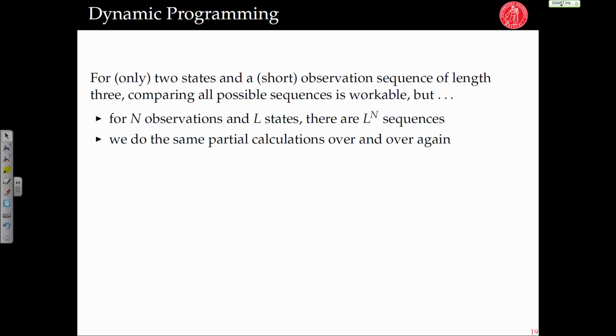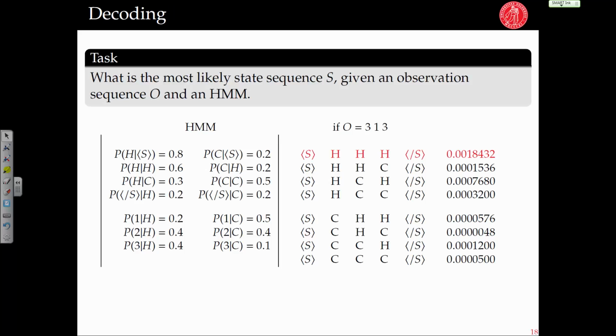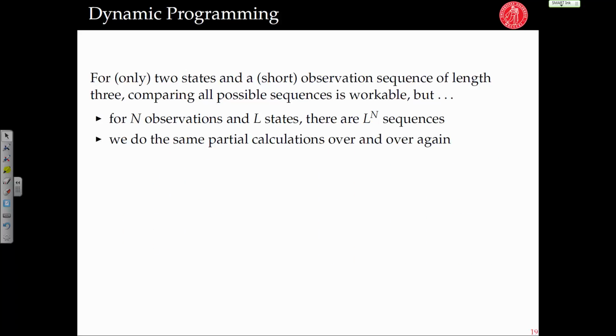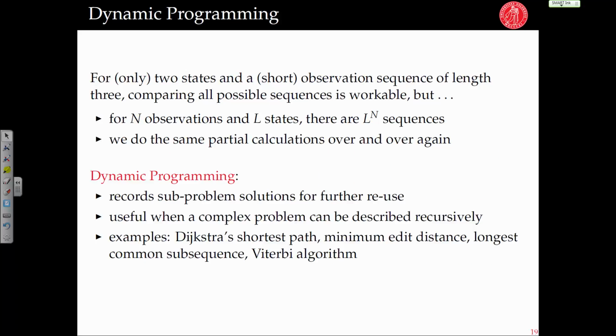Another observation that we should take into consideration is that while we were computing the probabilities of these state sequences, there were some overlaps, some common prefixes. So we computed the probabilities for some of these prefixes over and over. For each sequence, we would compute the transition and emission probabilities, even though there are common prefixes, like here.